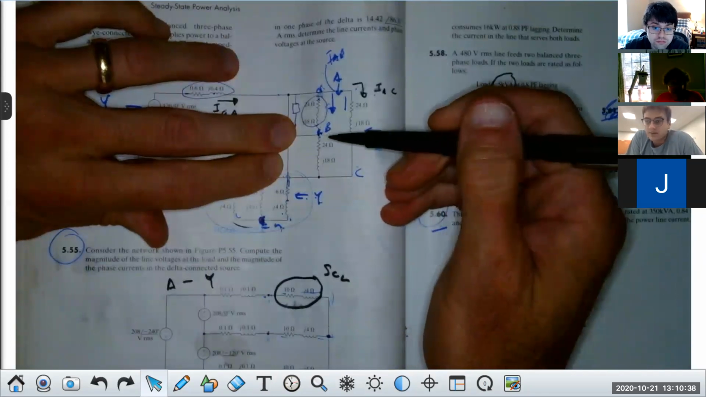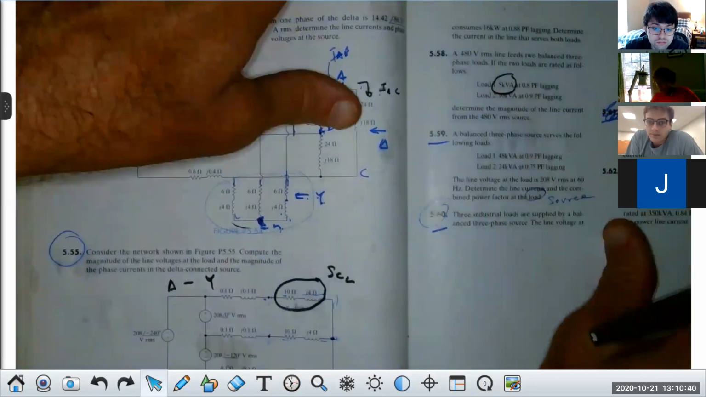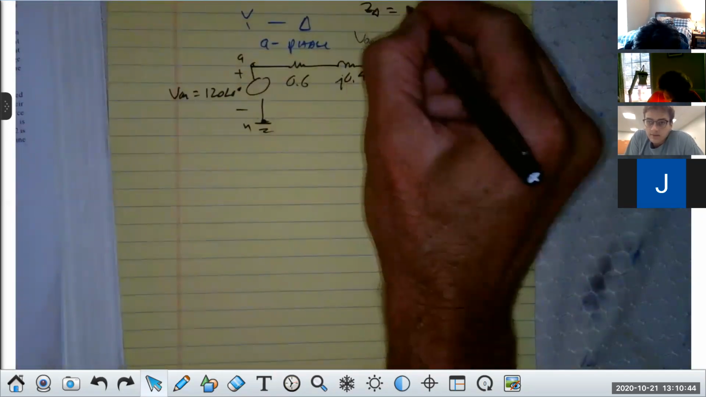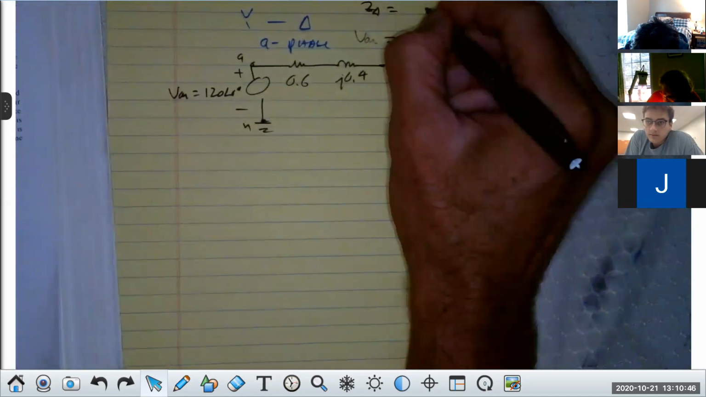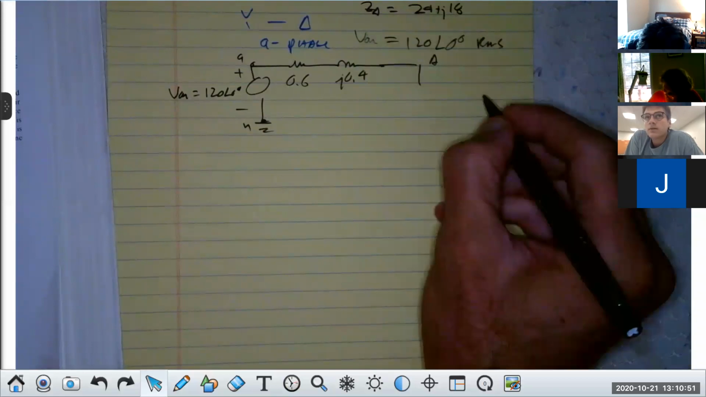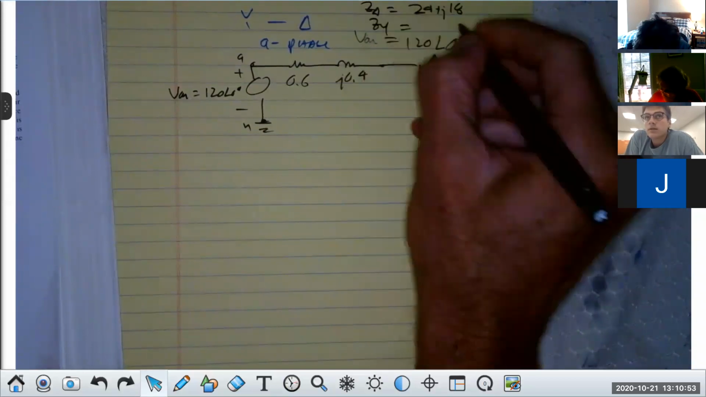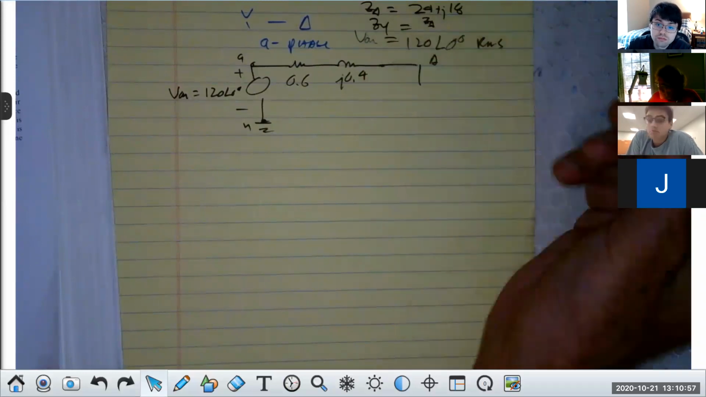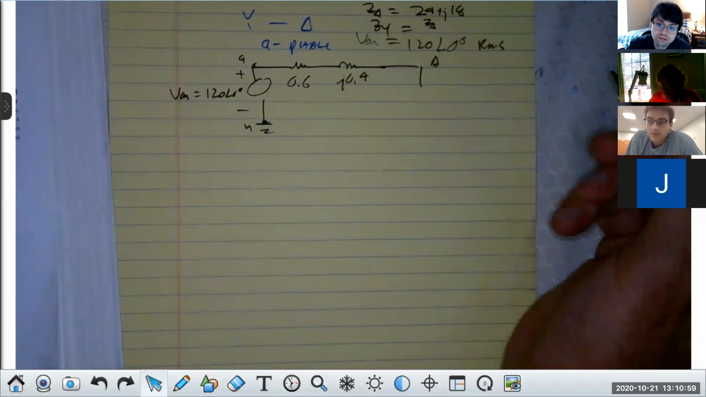Can everybody see that? It's a delta load. So we have Z delta equals 24 plus J18. But we want ZY. So ZY would be what? Anyone? At all. You can turn on your mics, might as well.